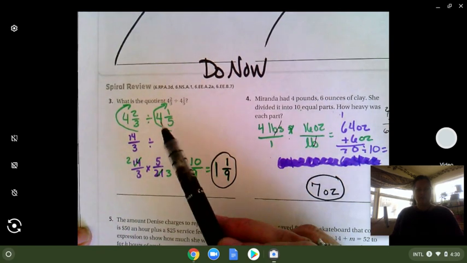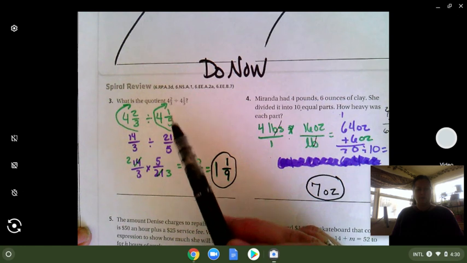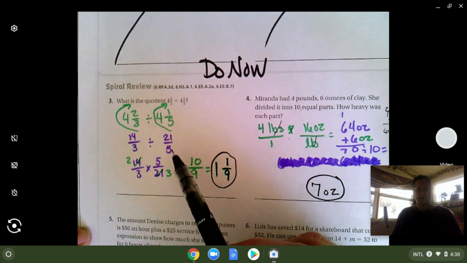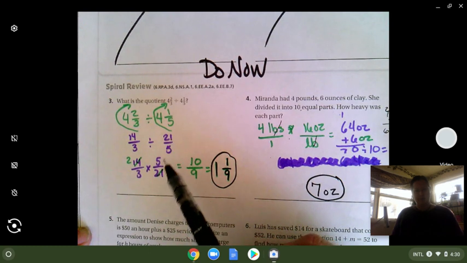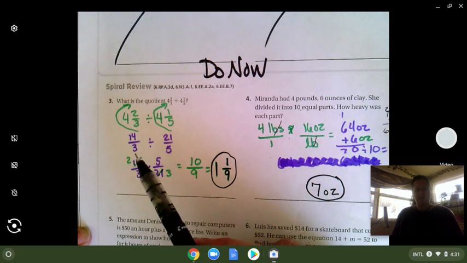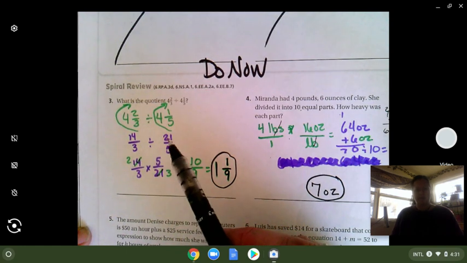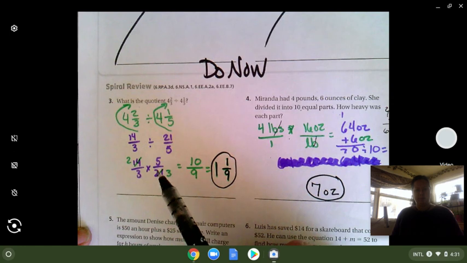So again, 5 times 4 is 20, plus 1 is 21. The denominator just stays the same. Remember that what you do is you need to flip this, take the reciprocal, and multiply. That's how you divide fractions. Dividing fractions is easy as pie. Flip the second one and multiply.